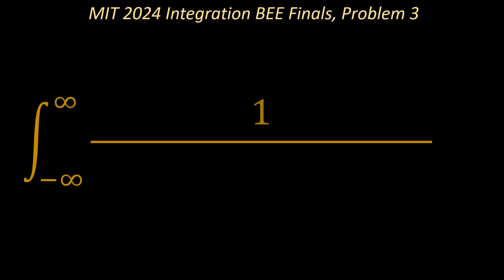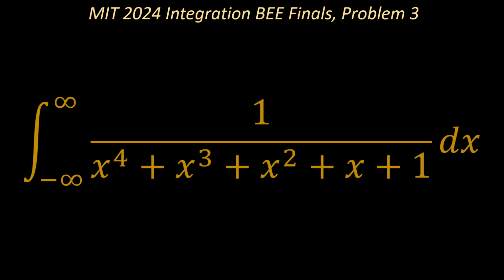The problem we're looking at is the definite integral from x tending to negative infinity to x tending to positive infinity of 1 over x to the power 4 plus x cubed plus x squared plus x plus 1. So we're going forward to solve this problem. First, we're going to factorize the denominator of the integrand.